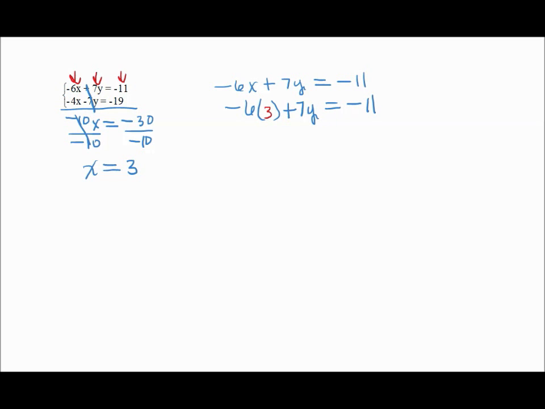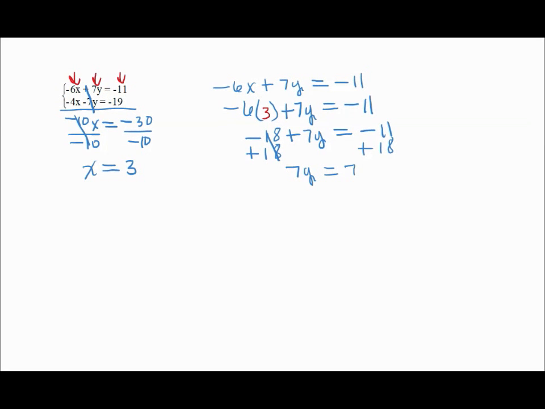So now at this point I'm solving for y. Negative 6 times a positive 3 is a negative 18, plus 7y equals negative 11. I'll add 18 to both sides. I'm just solving for y. That leaves me with 7y is equal to 7. So I'll divide both sides by 7. That leaves me with y equals 1.